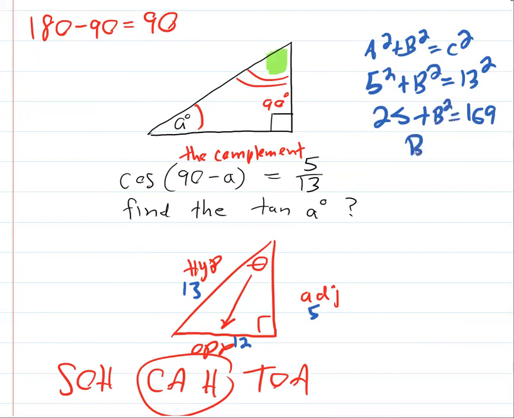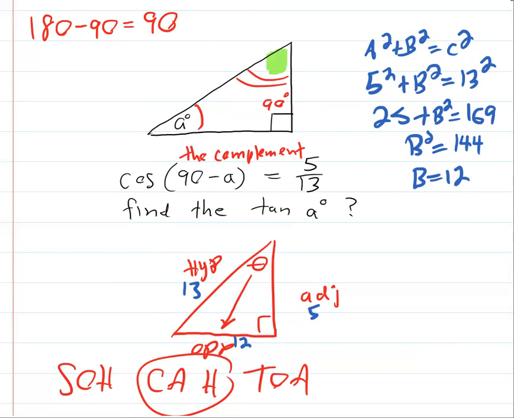Take away 25 from both sides, and you get 144. Square root of both sides, and you get b is 12. So you could find it by the Pythagorean theorem, but you should already know a 5, 12, 13 triangle. So now that we know that the three sides are 5, 12, and 13, let's just go ahead and put that on the main picture here.